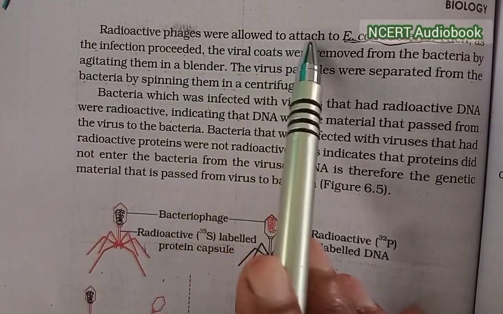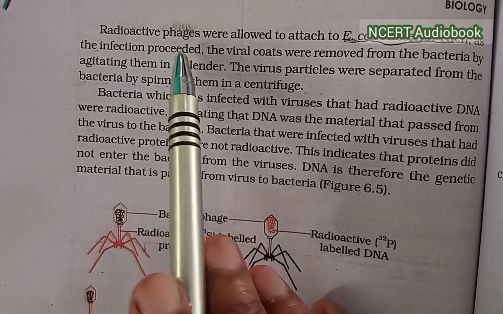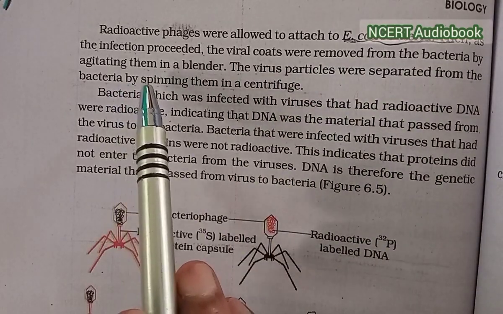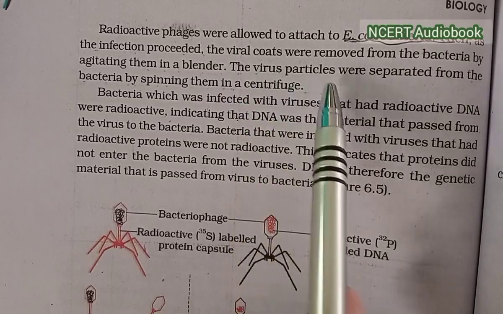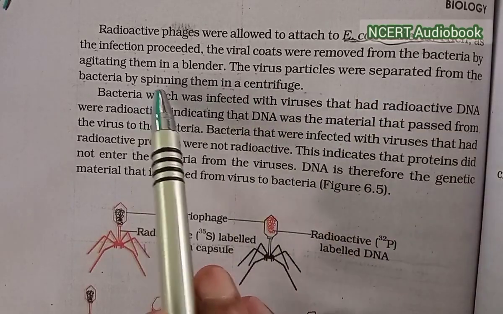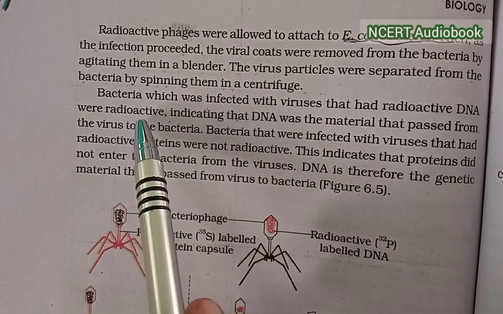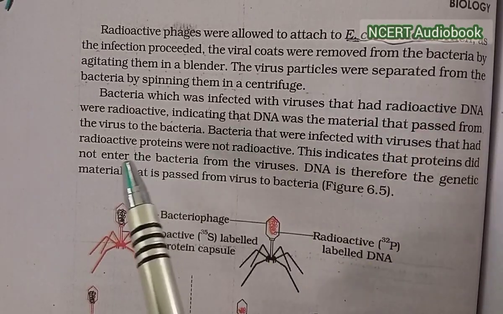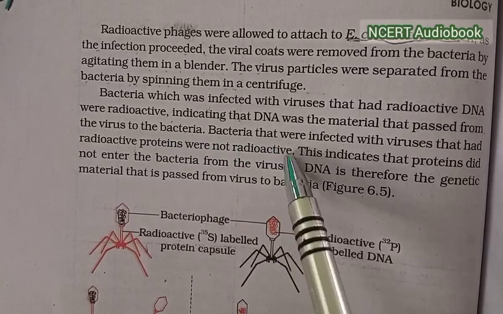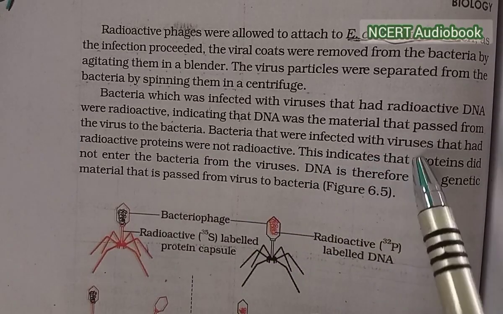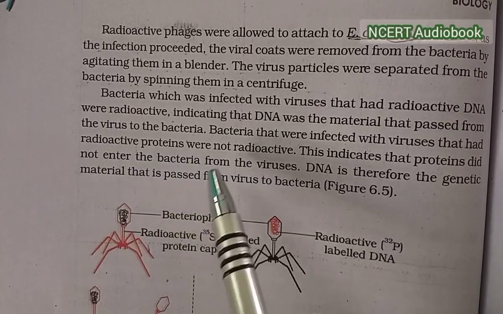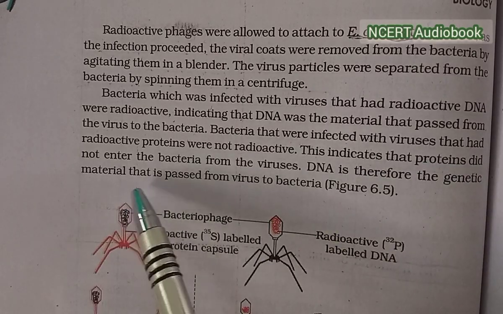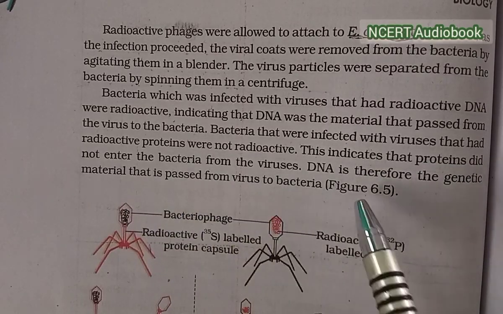Radioactive phages are allowed to attach to E. coli bacteria, and then the infection proceeds. The viral coats are removed from the bacteria by agitating them in a blender. The viral particles were separated from the bacteria by spinning them in a centrifuge. Bacteria infected with the viruses that had radioactive DNA were radioactive, while bacteria infected with the viruses that had radioactive protein were not radioactive. That indicates that the protein did not pass from virus to bacteria.